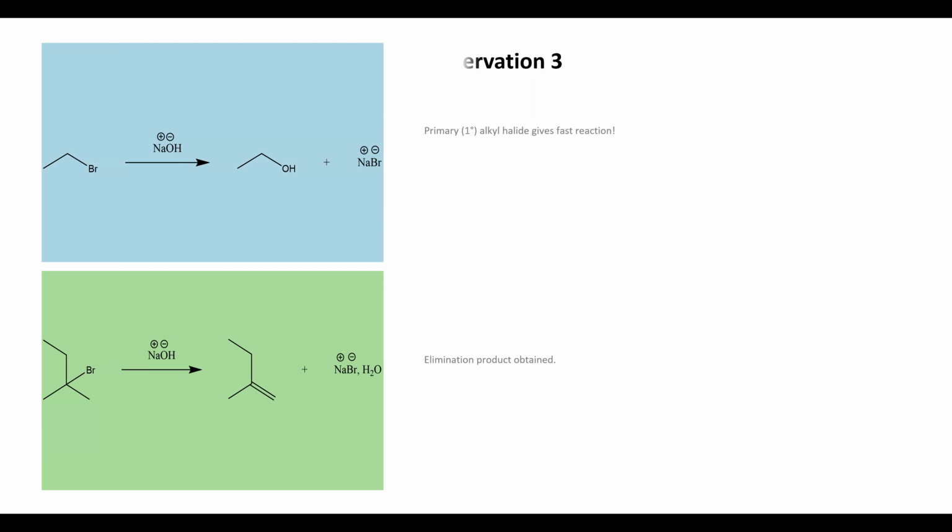In our third observation, sometimes the reaction rate depends on the type of haloalkane, like in the second observation, but it's the primary haloalkane that reacts fast, while the tertiary haloalkane doesn't even yield a substitution product. So this is crazy, right? You've got 2 haloalkanes. They undergo a reaction, and one of them doesn't even give you a substitution product. So it's not even a substitution, it's an elimination.